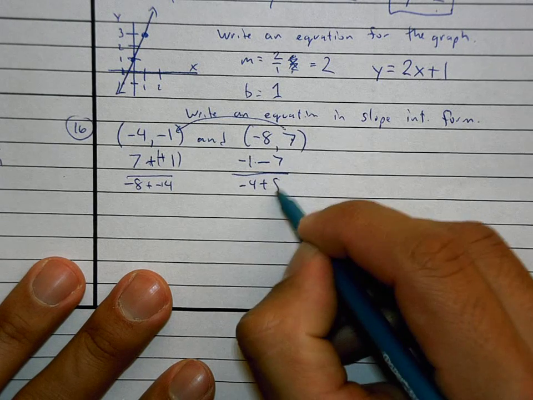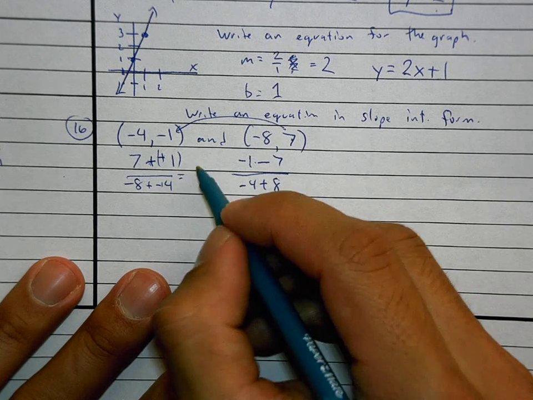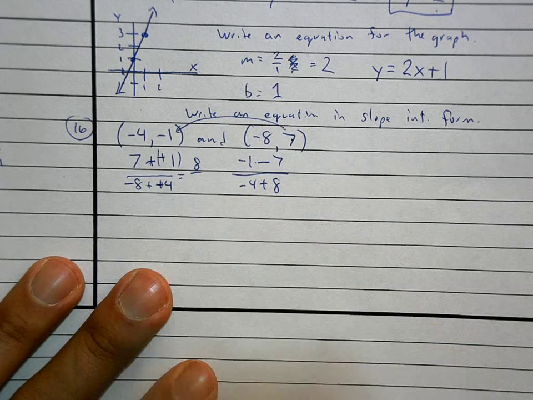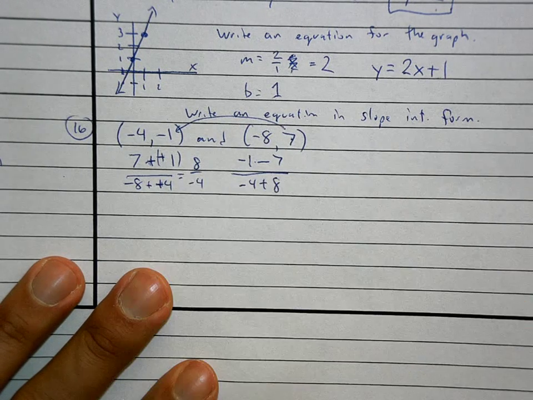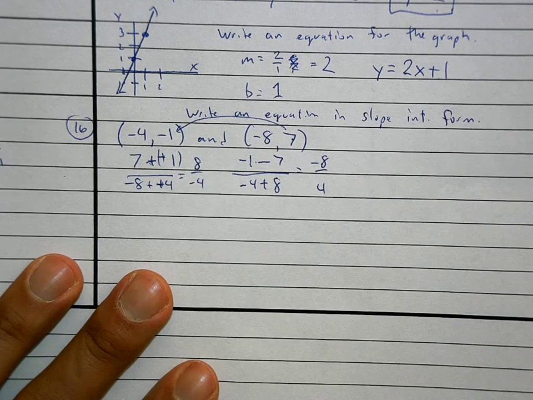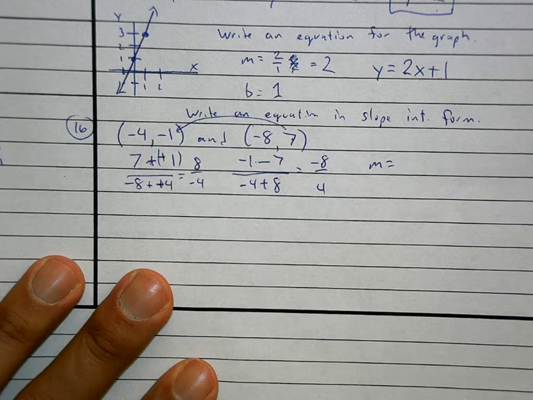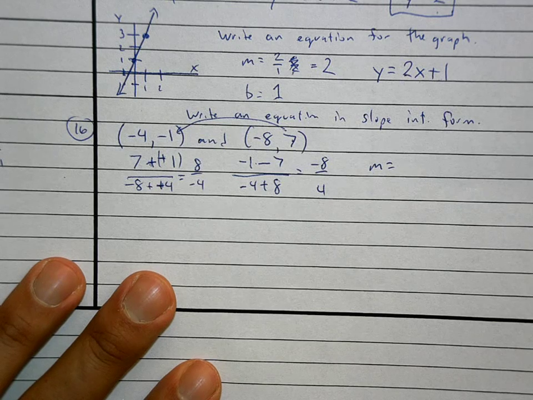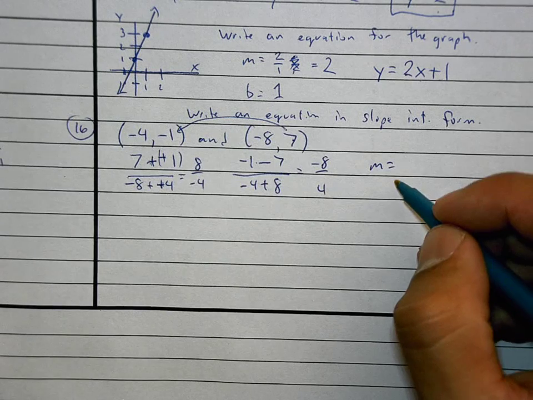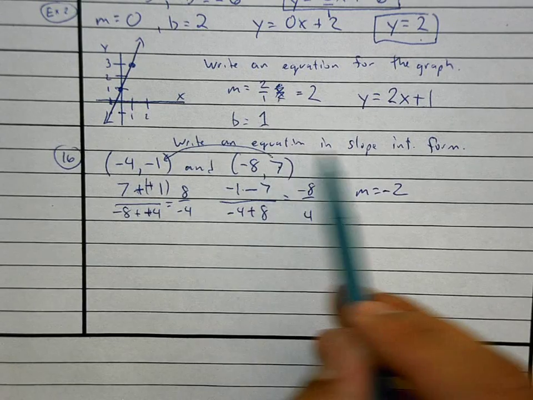Much better. And so either way, 8 over, this is a plus sign I assume, -4, or -8 over a +4, we're going to get the same answer for our slope. What is the slope equal to? We can't do that in our head? -2. Is that the equation in slope-intercept form?